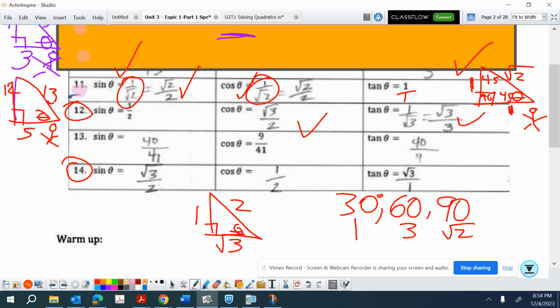And number 14, if you notice, they give you the tan ratio of square root of 3. Again, it must be a ratio, so it's over 1. As soon as I see that square root of 3, I go right back to this triangle again and my memorization of this special right triangle or Pythagorean triple.